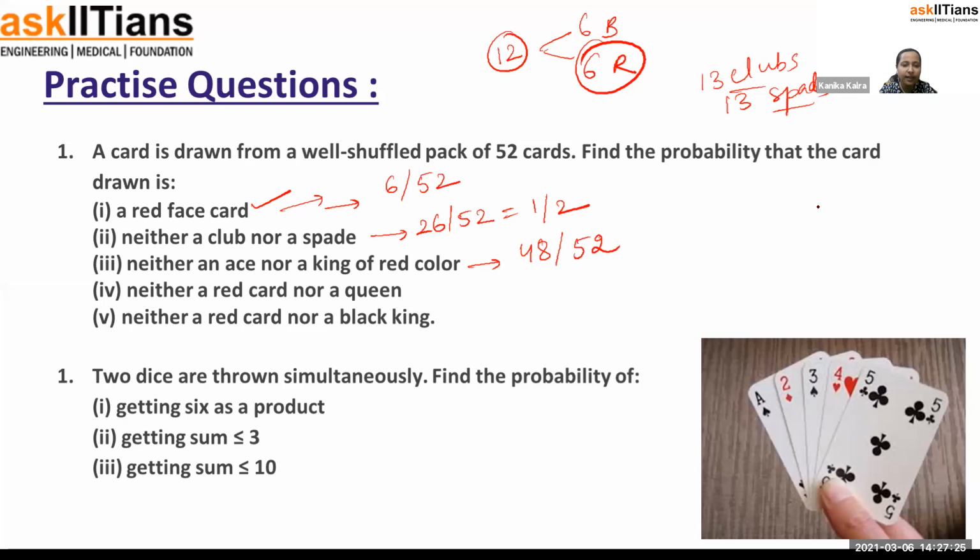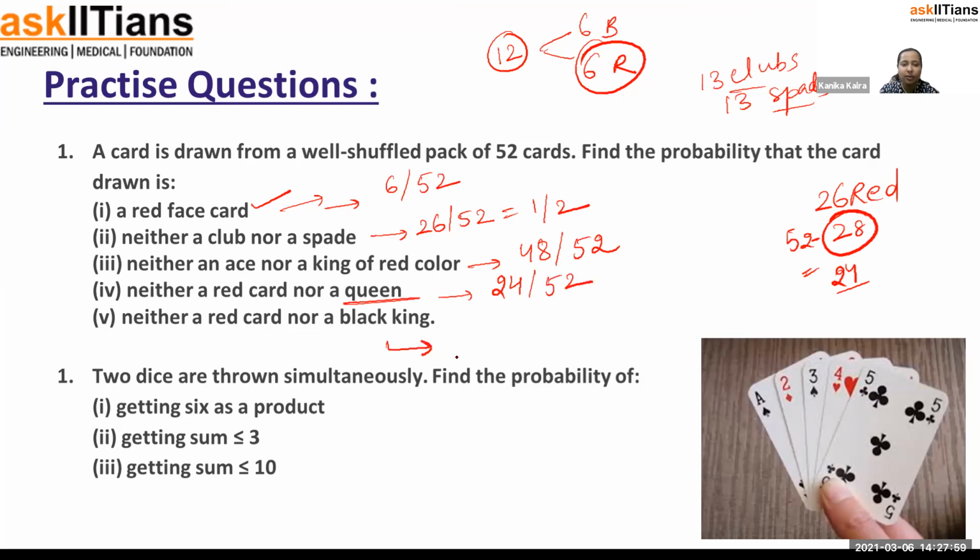Neither a red card nor a queen. So there are 26 red cards in which two queens are already included. And you have to look for black queens as well. So that means the total number of cards which are not required is 28, and the rest of them will be required in this. So 52 minus 28 would be equal to 24. So you have 24 out of 52.